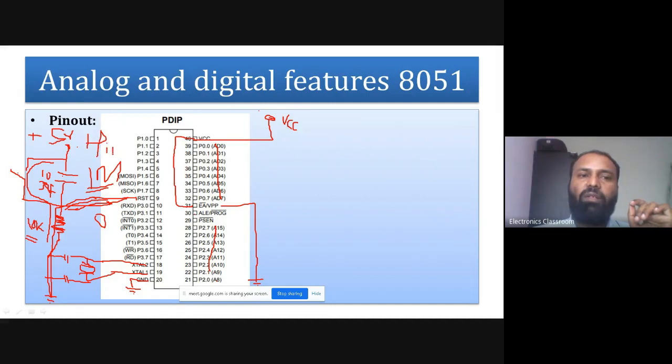Okay, so what do you mean by active high? When you provide high logic, only at that time will the microcontroller reset. So how do we provide a high logic? In that fashion. Is it clear to all of you? Yes, sir.